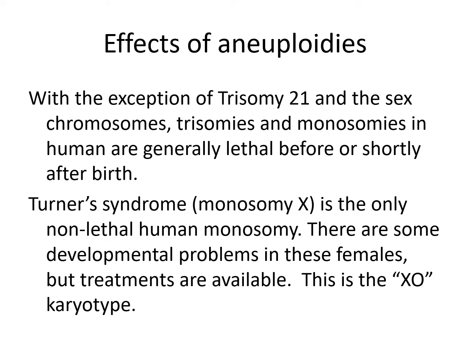Okay, so in terms of aneuploidies, with the exception of trisomy 21 and the sex chromosome abnormalities, trisomies and monosomies in human are generally lethal before or shortly after birth. Turner syndrome, as I said, is the only non-lethal monosomy for reasons that we will talk about at some point later. There are some developmental problems with these females, but treatments are available. This is also described as the XO karyotype.